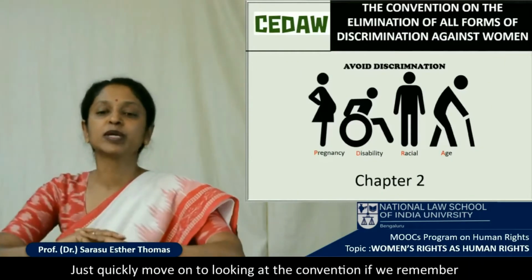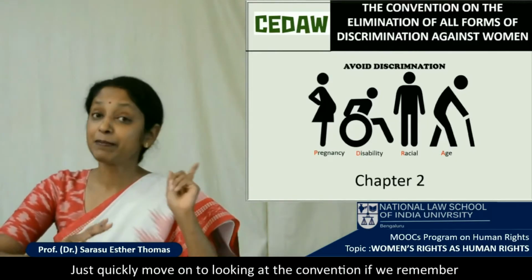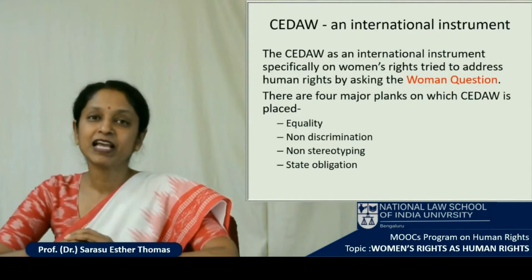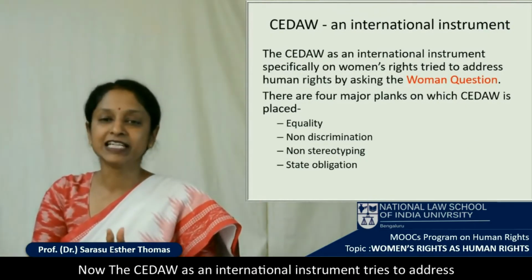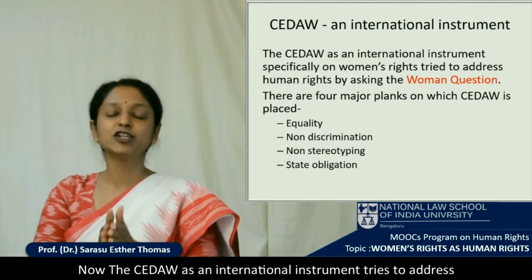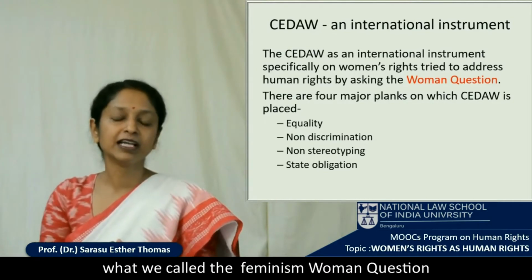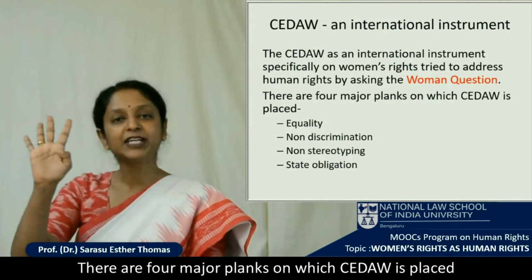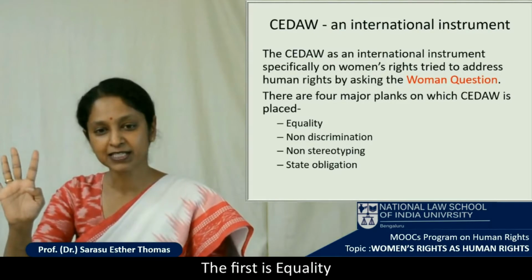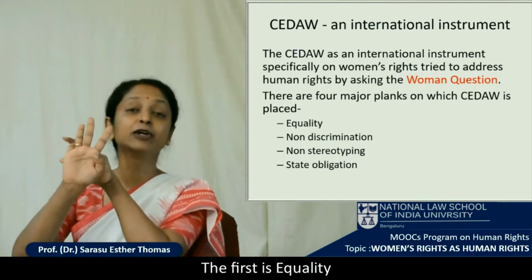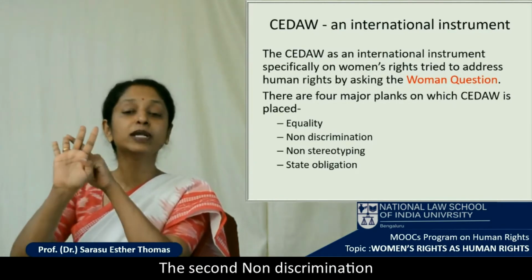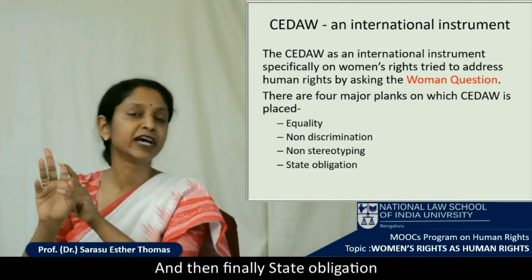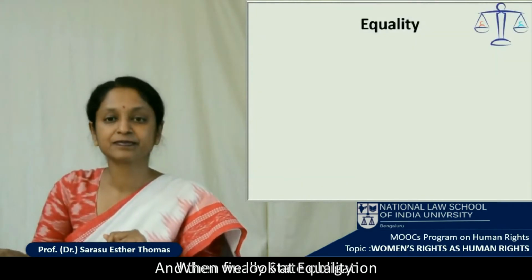Let's quickly move on to looking at the convention. If you remember, the CEDAW, which we discussed a few moments ago in detail. Now the CEDAW as an international instrument tries to address human rights by asking what we call in feminism the woman question. And there are four major planks on which the CEDAW is placed. The first is equality, the second non-discrimination, the third non-stereotyping, and then finally state obligation.